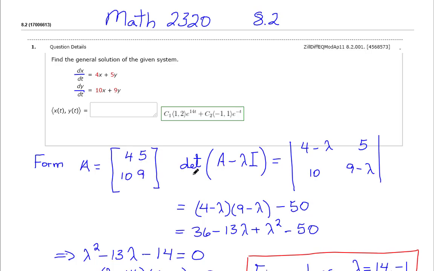I calculate the determinant of A minus lambda I, where I is the identity matrix. So it's essentially 4 minus lambda, 9 minus lambda on the diagonals. The 10 and the 5 stay there. So to form this determinant, it's a downward diagonal minus the upward diagonal.